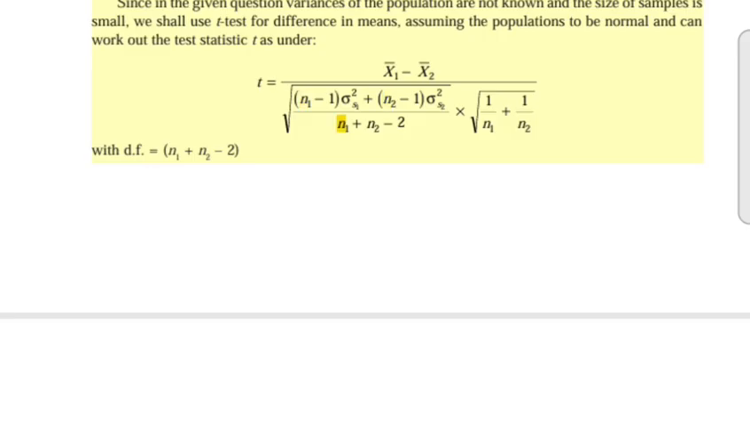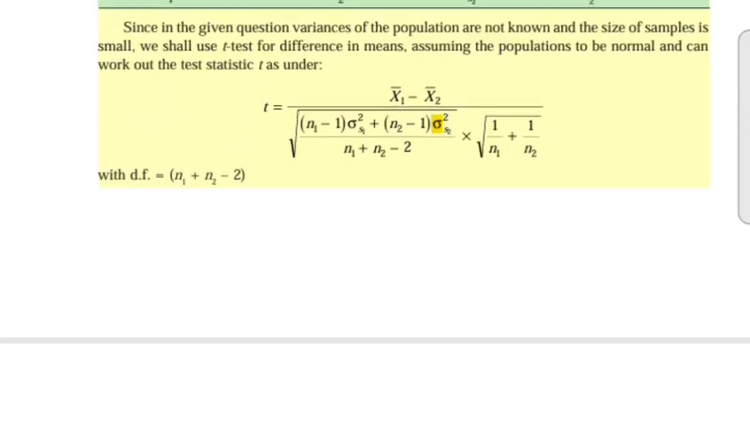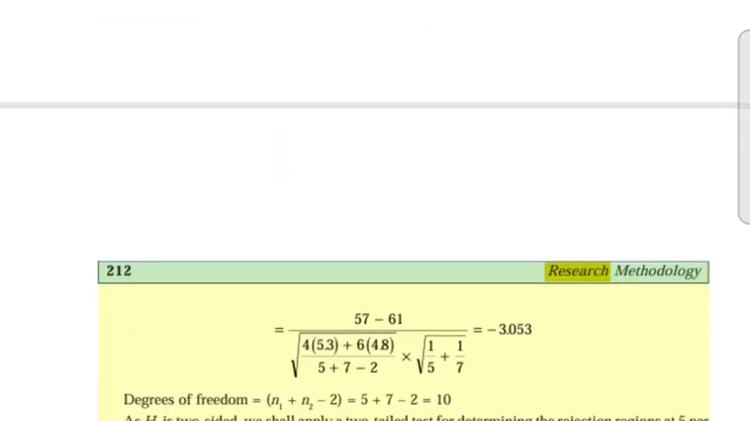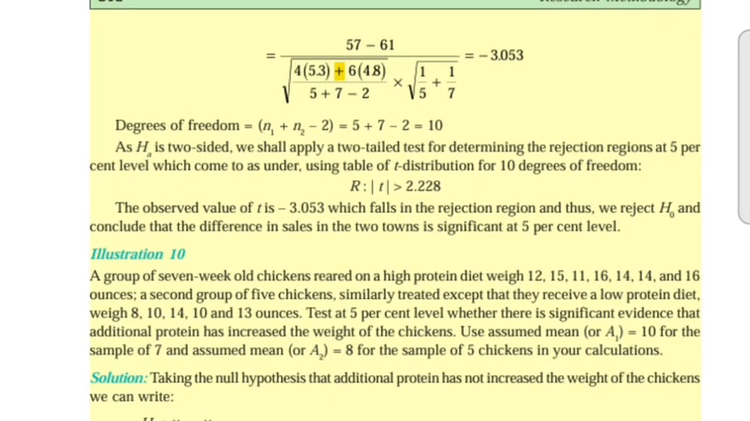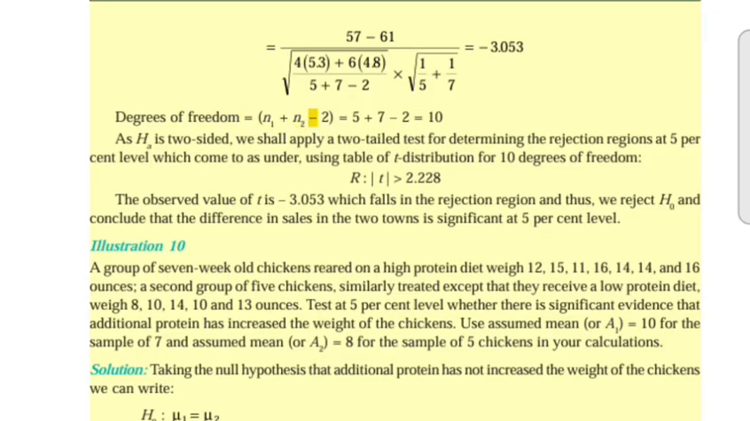t = (x̄1 − x̄2) / (σ times the square root of (1/n1 + 1/n2)), with d.f. = n1 + n2 − 2. Degrees of freedom = n1 + n2 − 2 = 5 + 7 − 2 = 10.